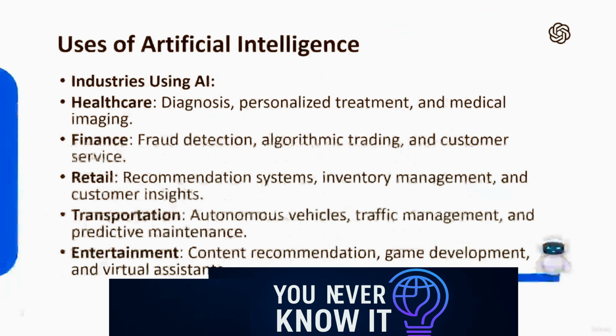So, uses of artificial intelligence with respect to industries. Healthcare: the advantages of using AI are in understanding and making diagnoses. Taking a few inputs, based on those inputs it will diagnose, give personalized treatment recommendations, and do medical imaging. So these are a few I am adding here for the healthcare industry.